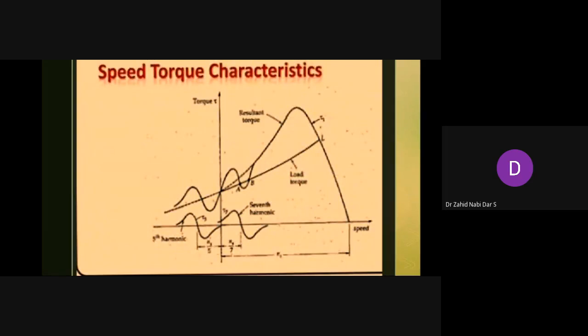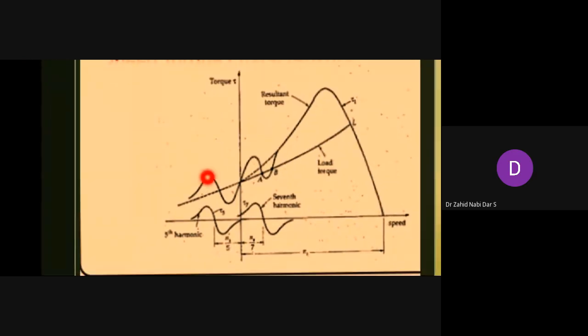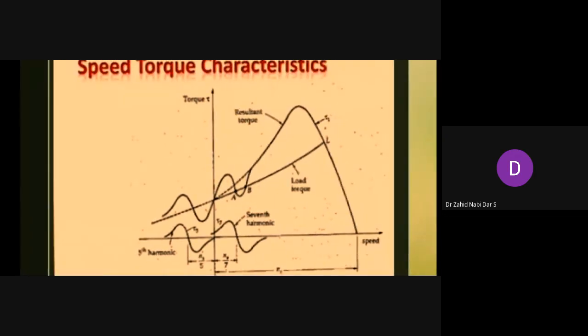And here we are in the fourth semester, we study speed and torque characteristics. I am going to explain in some detail. Here we are having the torque, and here we are having the speed on the x-axis, and this is the fifth harmonic, and this is the seventh harmonic, and this is our fundamental wave, and this is our load line.